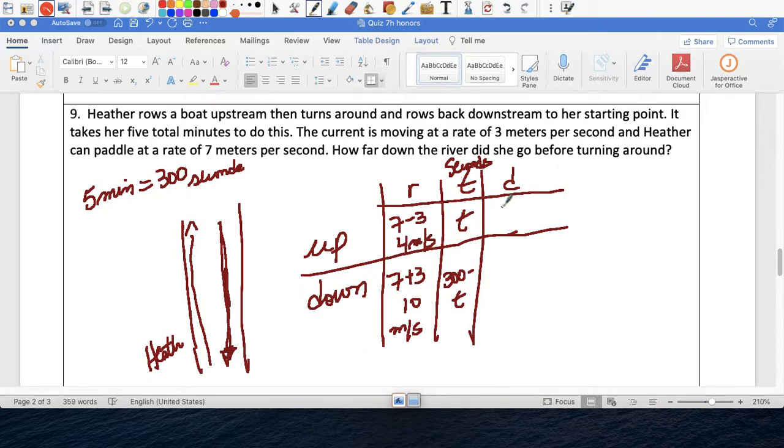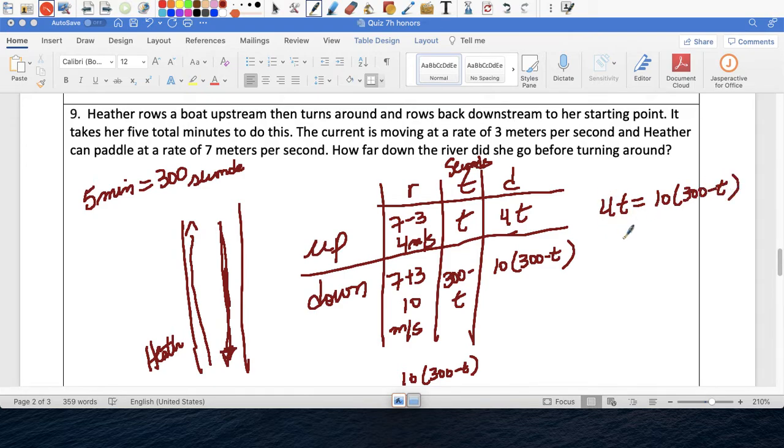Multiply this, 4 times T is 4T, right? And then over here, we multiply 10 times 300 minus T. You can just write that like that. What do I know about the distance going up this river and then coming down this river? Well, both distances are the same. It's the same distance up and down. And we get 4T equals 3,000 minus 10T.